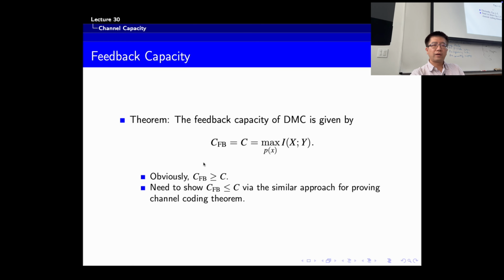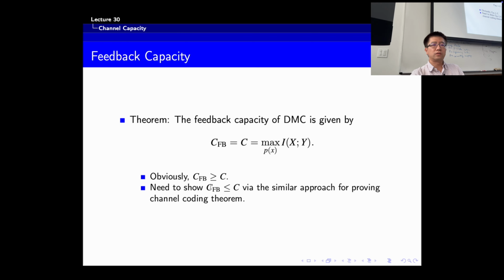But here we have a few remarks. Obviously, the capacity of the feedback channel should be larger than or equal to C. We show that they're actually equal. If we don't know the theorem, this should be bigger than or equal to that; we just say bigger than is not possible, only equal. In order to show this theorem, the only thing we need to show is that this has to hold, and then we can show the theorem.